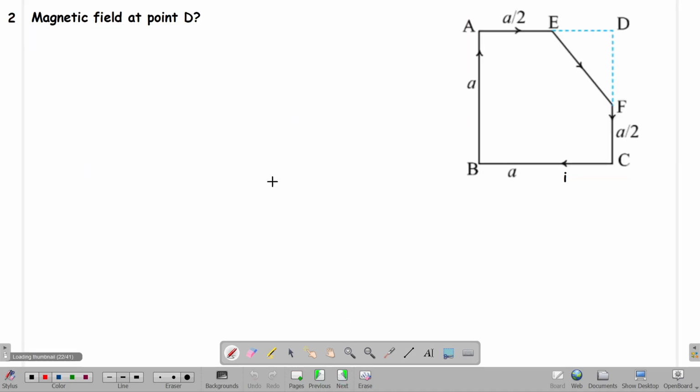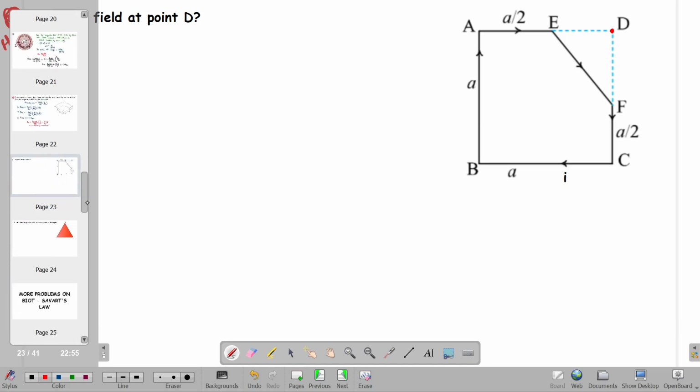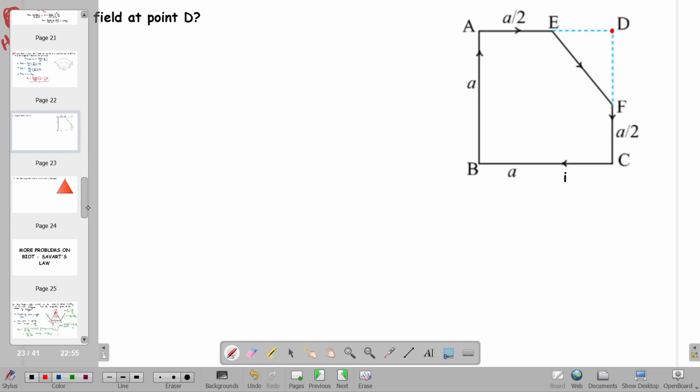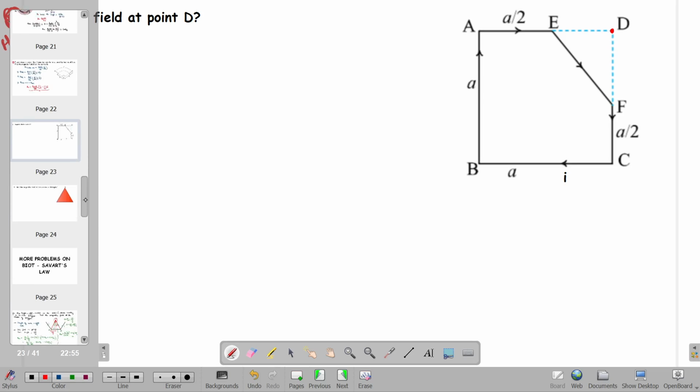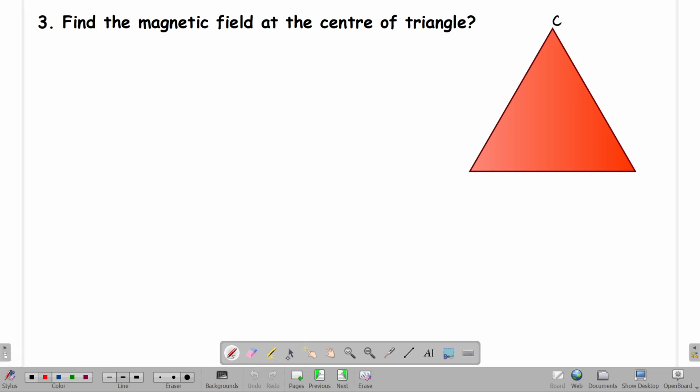Now take this question as a screenshot. This is your homework. You have the current moving like this and you have to find the magnetic field at the center D. Is that clear? Go on taking a screenshot. I'll include some homeworks also.